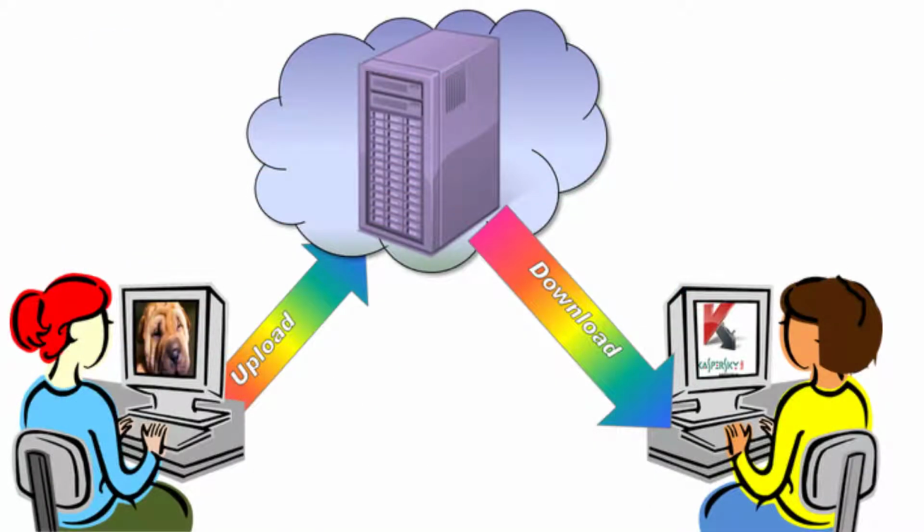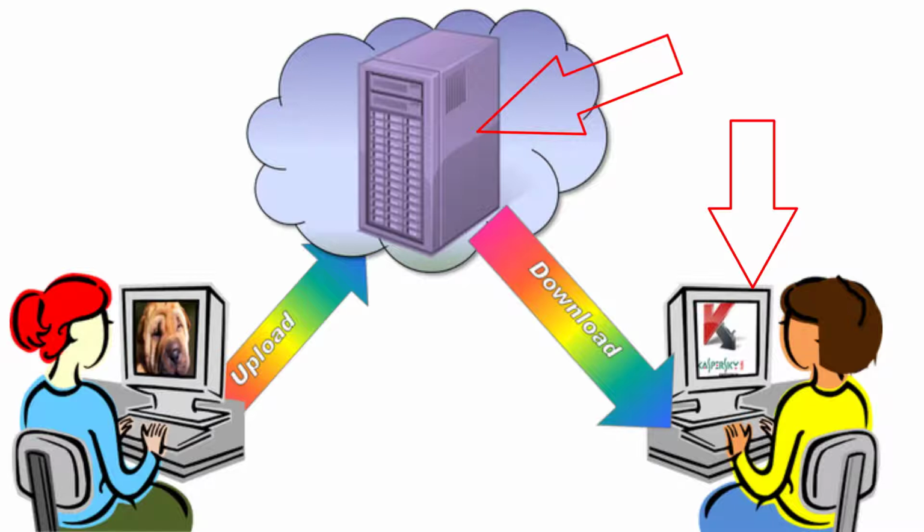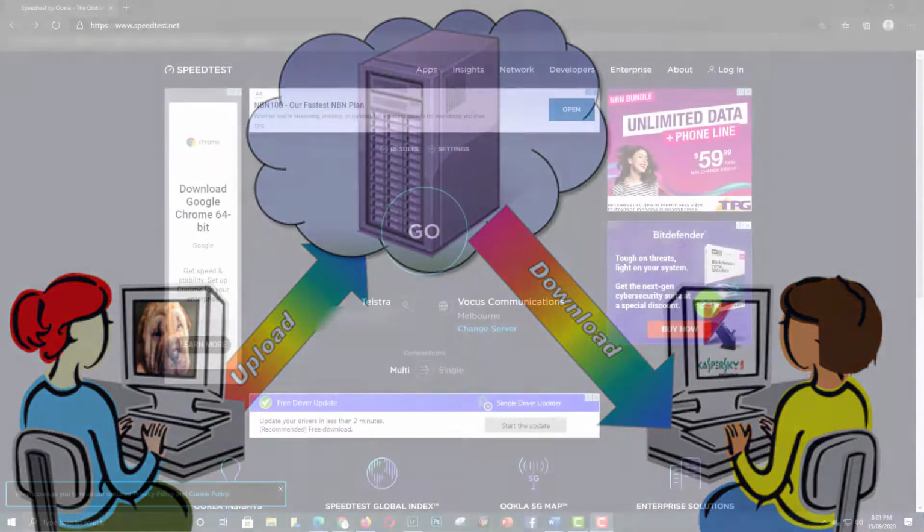Next, we're going to talk about uploads and downloads. Uploading means that data is being sent from your computer to the internet. Examples are attaching a document to an email, or uploading something to social media or any other media website. Downloading means that your computer is receiving data from the internet. An example of this would be downloading an image from a website, Google search, or from Facebook.